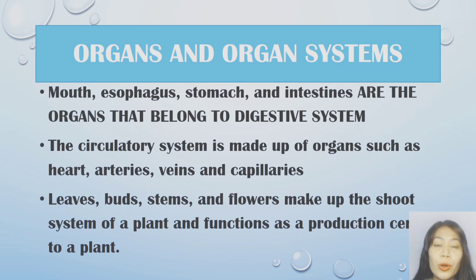So let's have organs and organ system. Mouth, esophagus, stomach, and intestines are the organs that belong to the digestive system. On the other hand, the circulatory system is made up of organs such as heart, arteries, veins, and capillaries. Leaves, buds, stems, and flowers make up the shoot system of a plant and function as a production center to a plant.